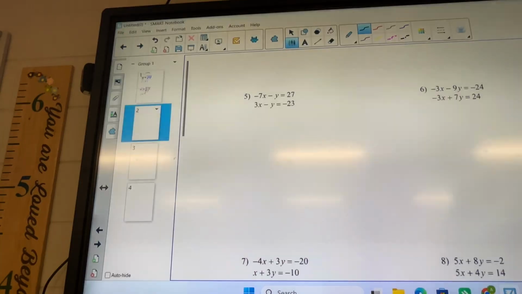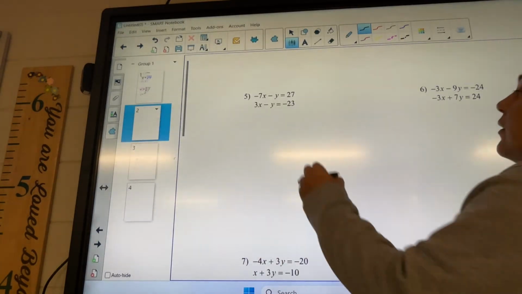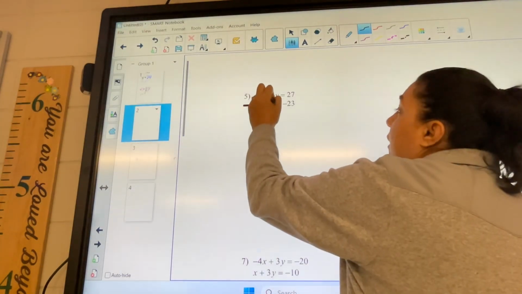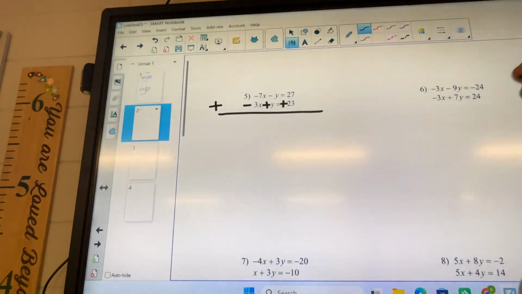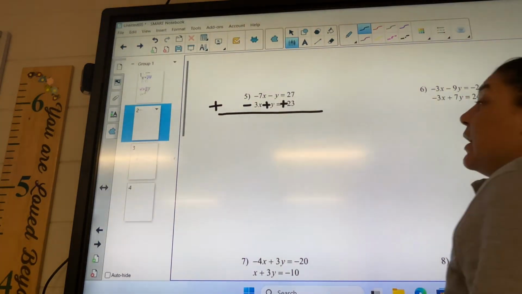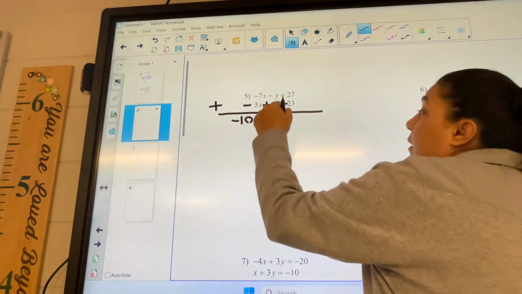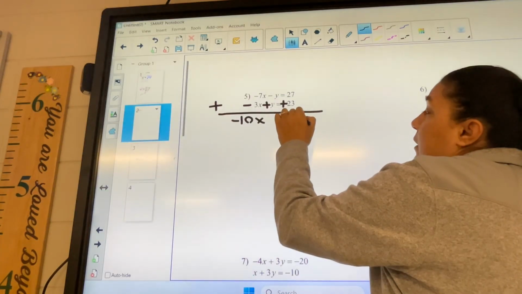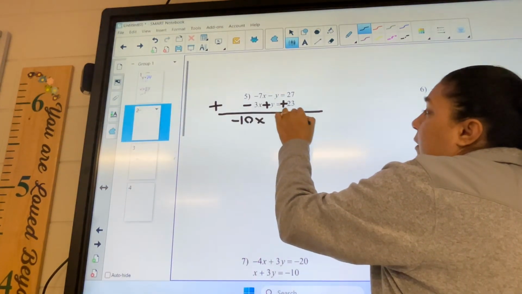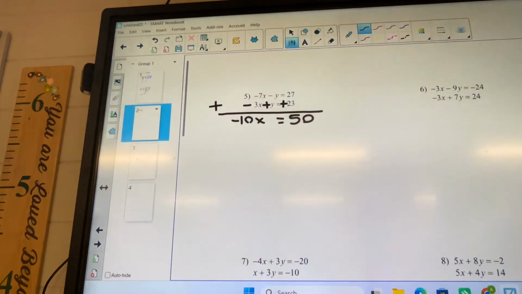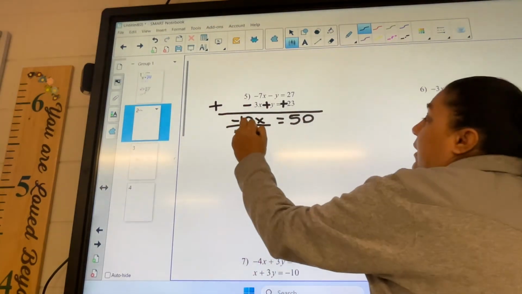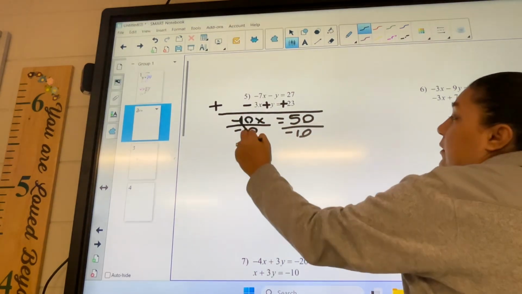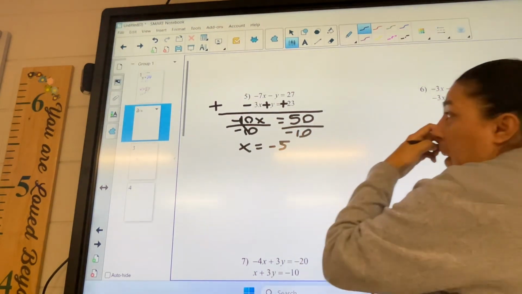Okay, number 5, the y's are going to cancel. I can see that those are the same. I do need to change the signs. Okay, so it's going to look like a negative 3, a plus 1, and a plus 23. Negative 7 plus a negative 3 is going to be negative 10x. The y's cancel, and then I got a 50. Okay, and then I'm going to divide by negative 10. So I get x equals negative 5.